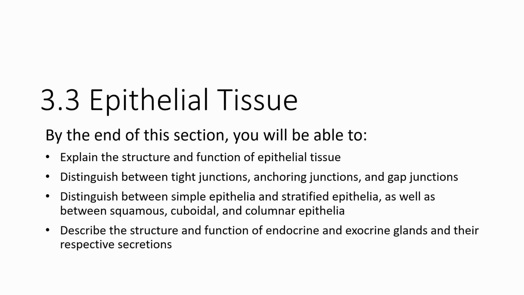So what are we going to do for this particular group of cells and tissue types? We're going to talk about their structure and function as epithelial tissues. We're also going to talk about how they connect together, so different junctions that will connect epithelial cells together. We'll talk about the difference between simple and stratified, as well as squamous or squamous, depending on who you talk to, cuboidal and columnar epithelia as well, and then we'll go into some of the special glands that are usually found with epithelial tissues, like endocrine and exocrine glands.